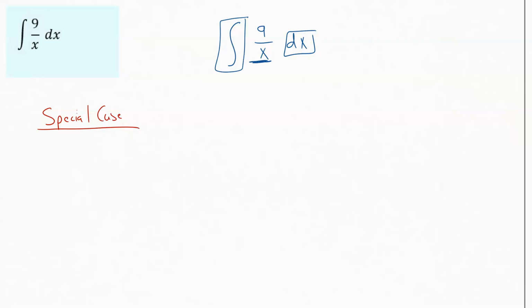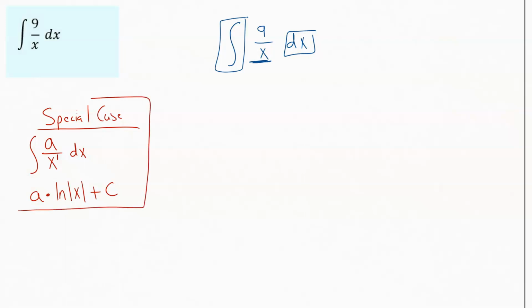So what we're looking at here is a special case, and that fits into that family. We're looking at the special case of whenever you have a number over x to the first. This is only when it's x to the first. Everything else would not fall into this category. This came from the natural log. So the antiderivative of this is whatever that number is on top times the natural log of the absolute value of x plus c. So memorize this with the absolute value in it, because I tell you what, that is the strict definition of it.